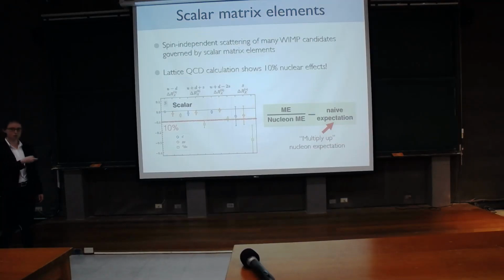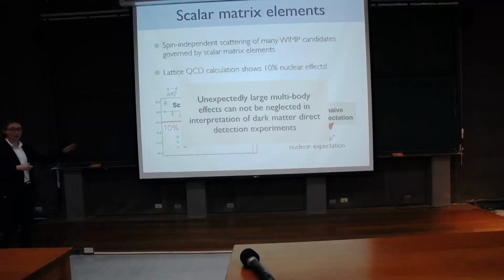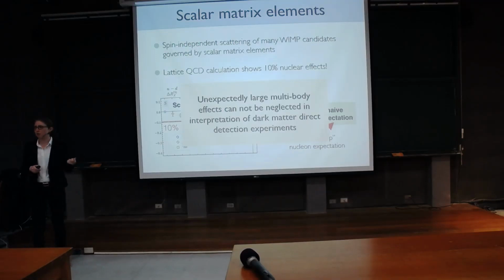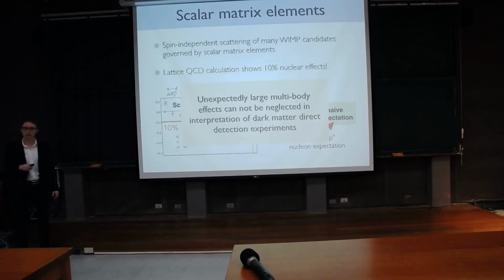So what this is really saying is that these are unexpectedly large nuclear physics effects, multi-body effects in the scalar interaction, which is precisely what's relevant for interpreting dark matter direct detection experiments. So you can't neglect this in the interpretation of dark matter direct detection experiments. Essentially, there are very large uncertainties on the exclusion plots that we've seen.